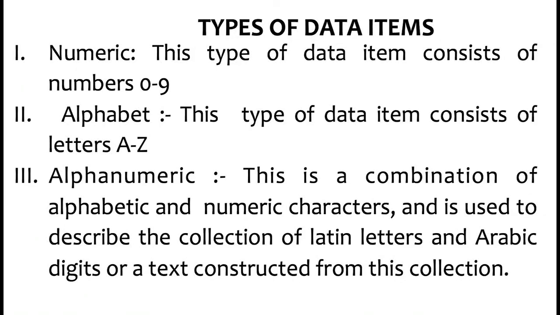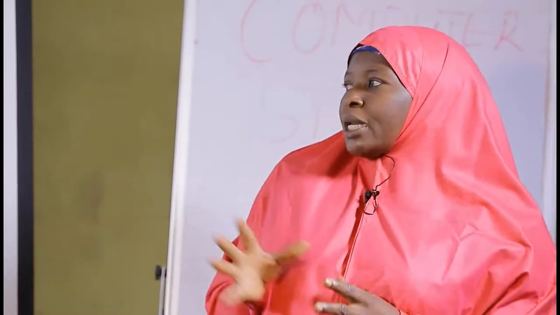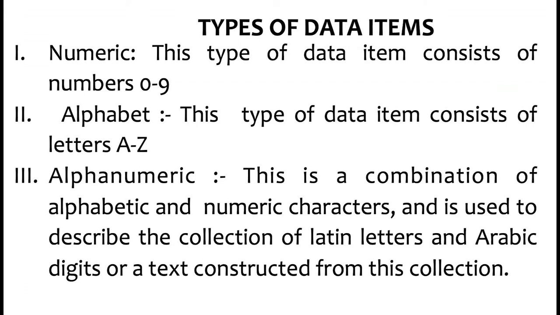We have the alphabets. This type of data item consists of letters A to Z, either the lowercase, that's the small letters, or the uppercase, which consists of capital letters. It is the same depending on which one you choose to use. The third is the alphanumeric. This is the combination of alphabetic and numeric characters, and is used to describe the collection of Latin letters and Arabic digits, or a text constructed from this collection.